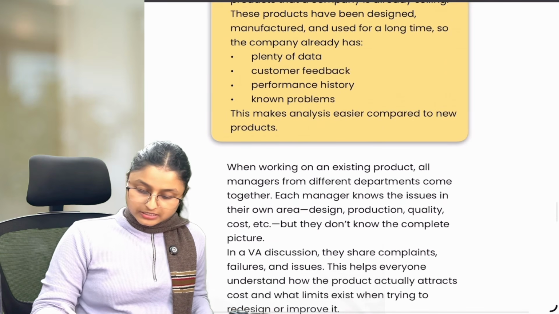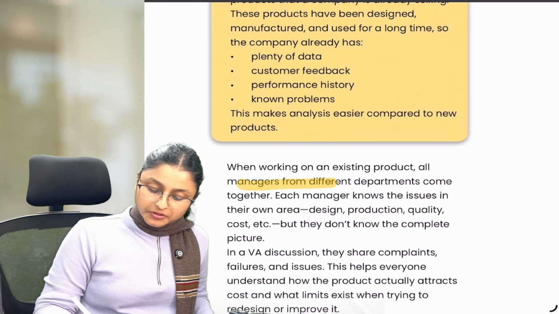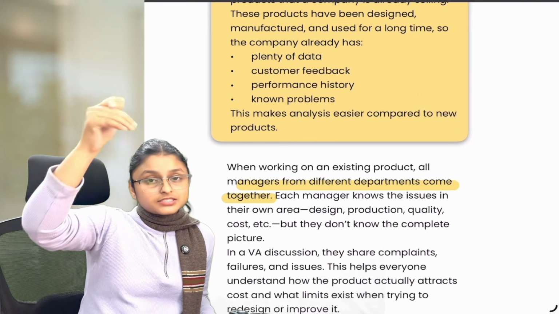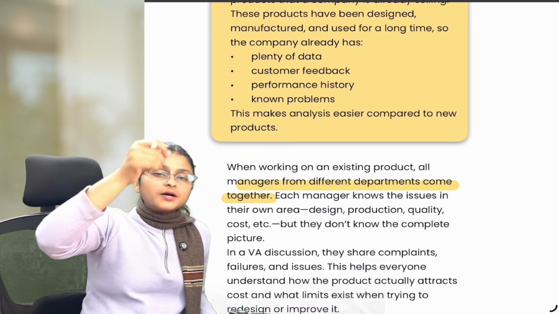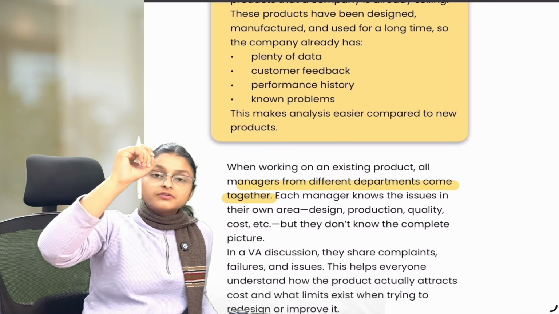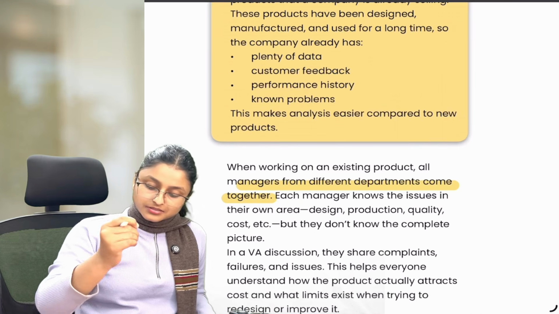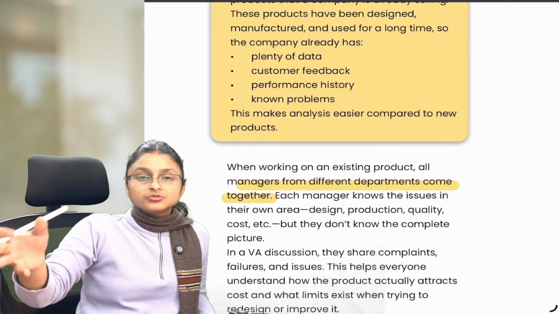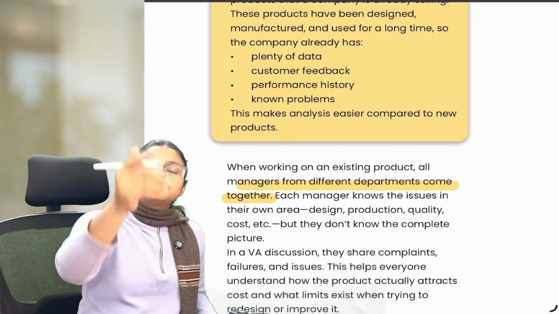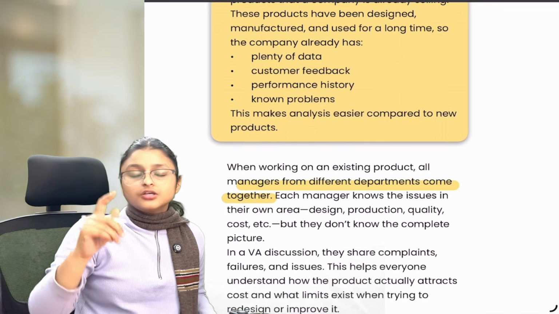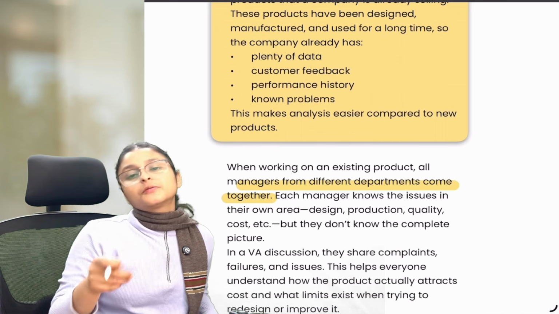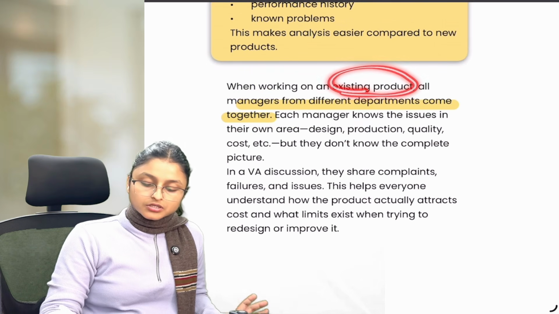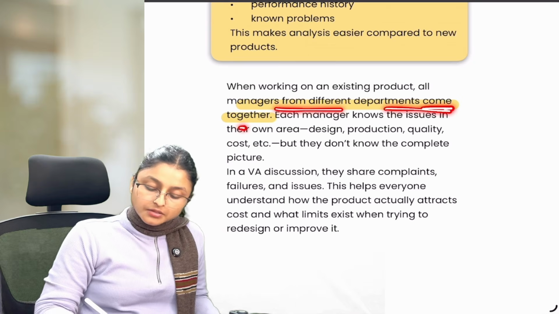When working on an existing product, all managers from different departments come together. We have already studied in value analysis phases that we need to make a project team, right? And the project team will include members from various departments. Why? Because different departments may have different issues, and the persons belonging to that department only know the issues. So we need to involve them in our project team, and that is what is mentioned here.